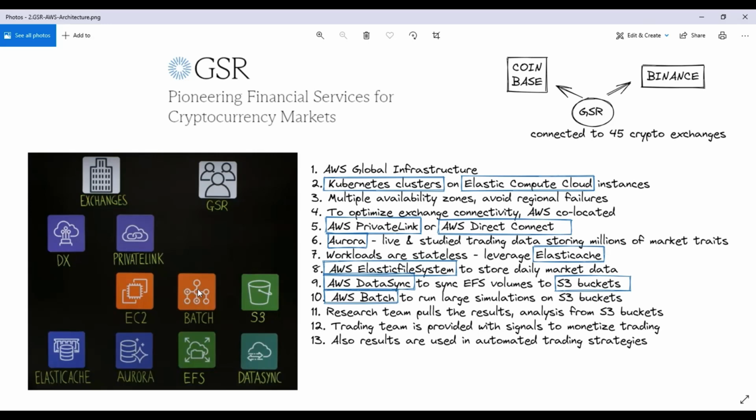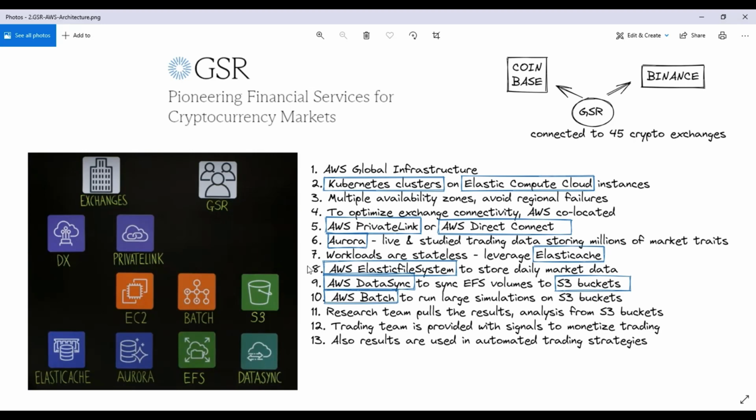Looking at our previous slide, we got to know about the different teams. The research team gets their analysis from the simulations which are run on top of S3. They get the analysis and provide the signal to the trading team so that they can monetize during the trading. They also have their own proprietary automated trading algorithms, which could also leverage this analysis and these signals to monetize in the trading.